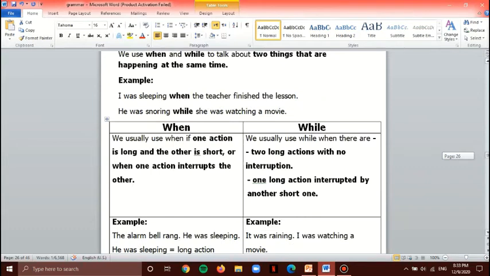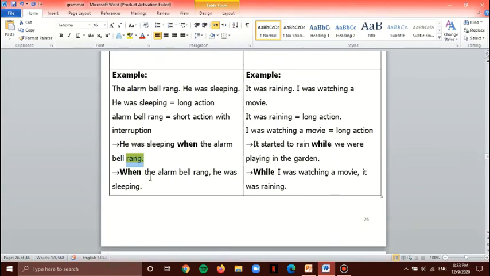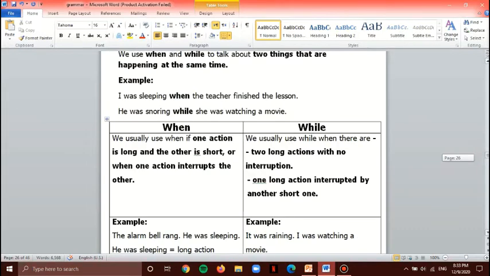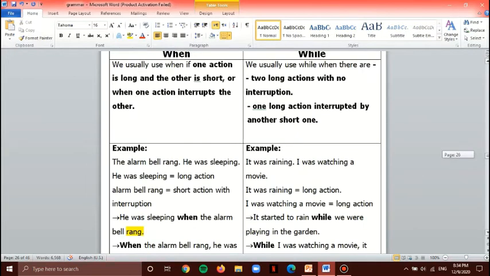Now, when do I use while? So I usually use while when there are two long actions with no interruption. Okay? Or if I have one long action interrupted by the other short one, like we said here. The long action usually comes after while. Okay, so while, again, we use it when I'm talking about two long actions with no interruption. There are two long actions, they do not interrupt each other, or one long action that is interrupted by another short one. Let's see what I'm talking about.